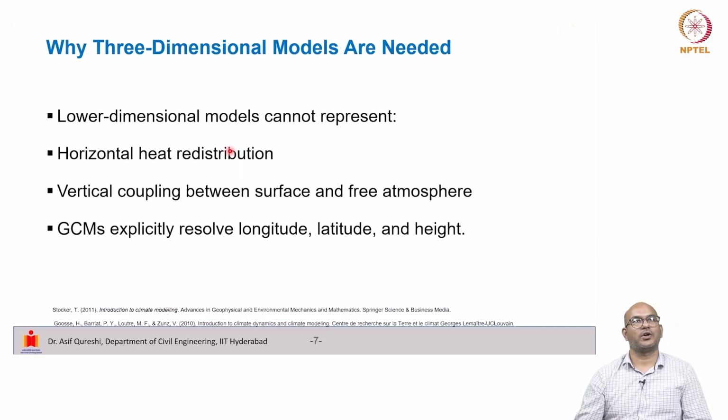Similarly, the lower dimensional models cannot represent the horizontal heat distribution. They cannot represent the vertical coupling between the surface and the free atmosphere, whereas the GCMs explicitly resolve the longitude, latitude and the height, and are able to explain these processes.